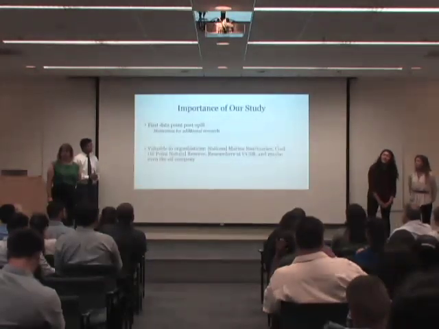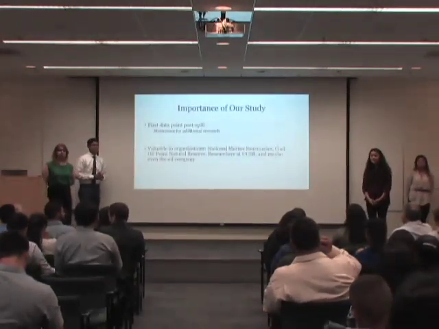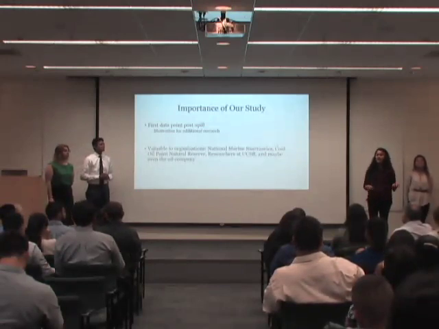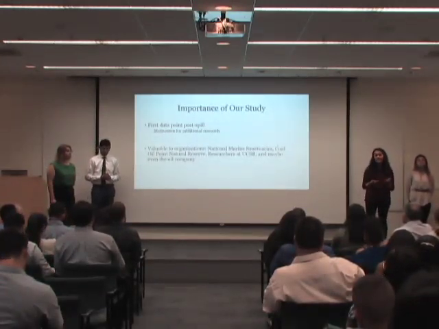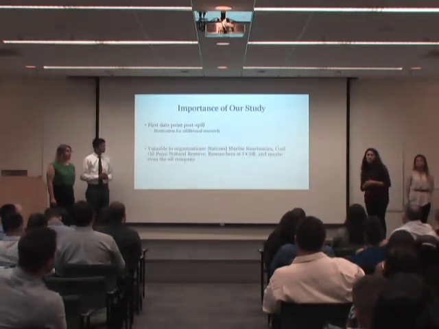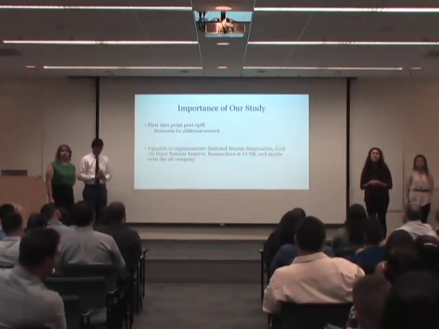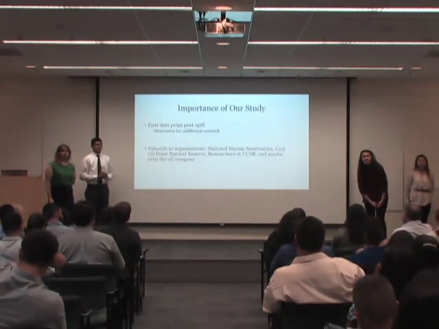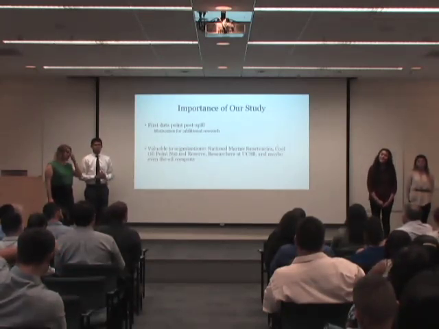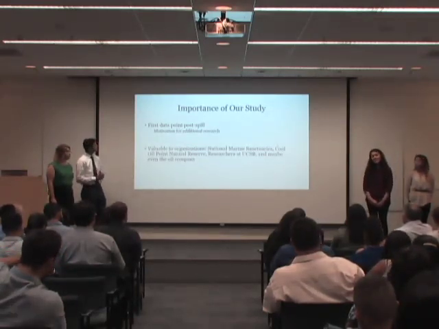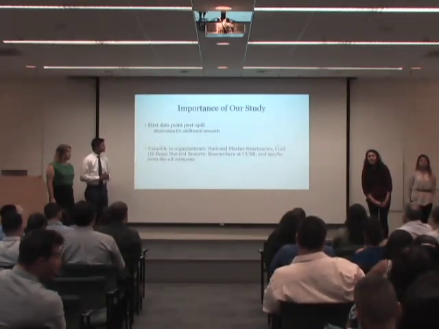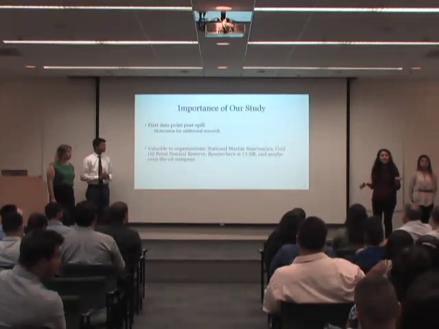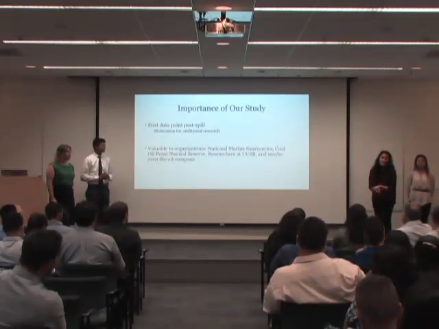Our research has a great impact because we were the first team to go out and collect data after the oil spill. So because we did see a difference, it motivates further research to see the long and short-term effects that the oil spill might have on the organisms. Also, our data is important to some organizations, including the National Marine Sanctuary, as well as Coal Oil Point Natural Reserve, and researchers at UCSB. Also, maybe the oil company is also interested in the effects the oil spill has.